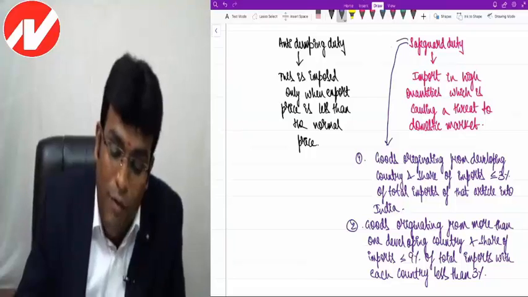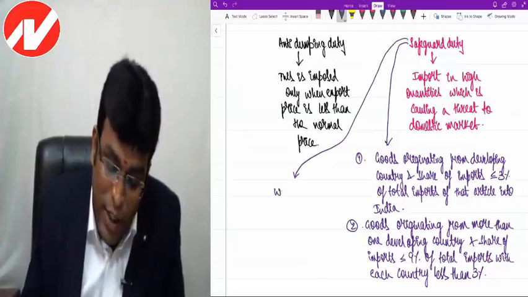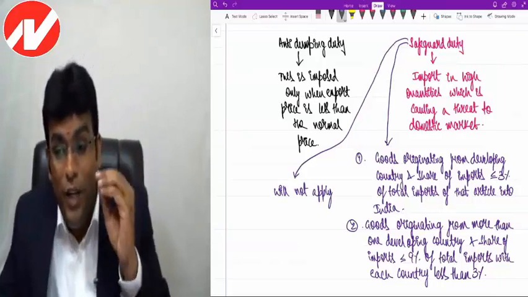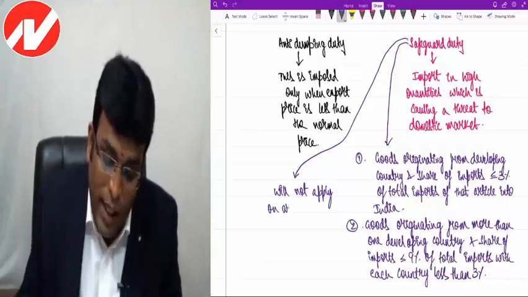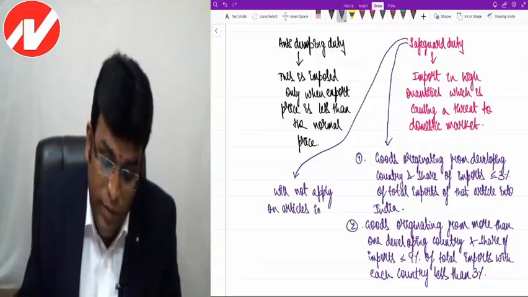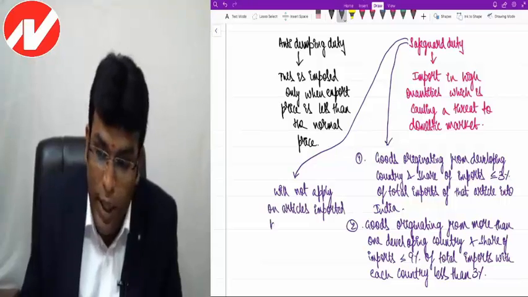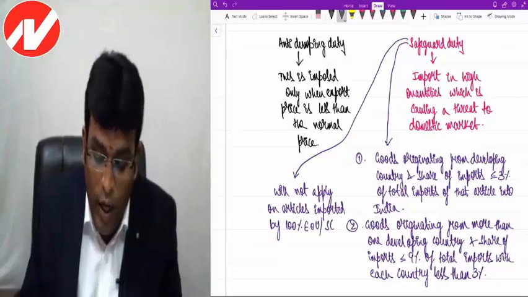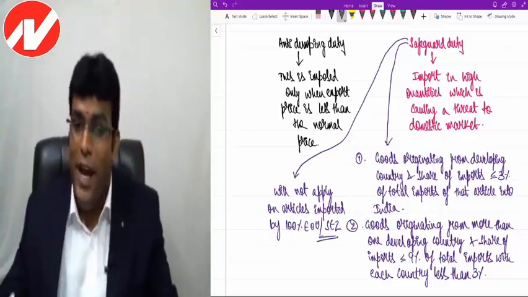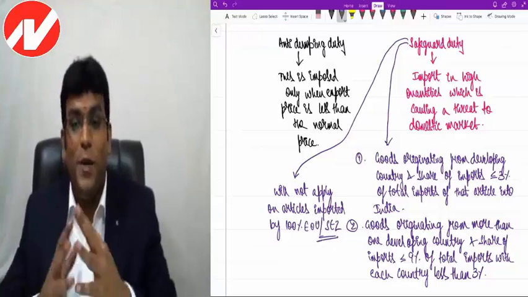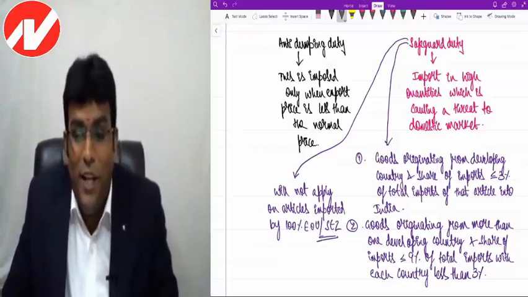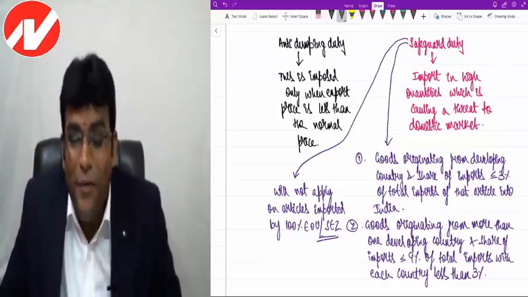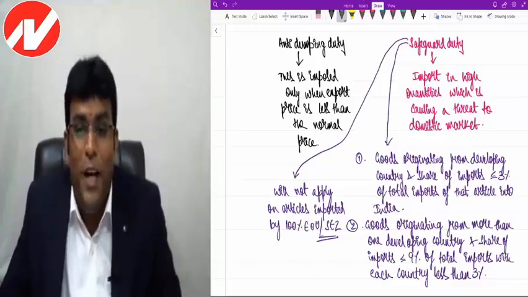And moreover, one more special point is that safeguard duty will not apply on articles imported by a 100% EOU or SEZ. EOU stands for Export Oriented Unit, SEZ stands for Special Economic Zone. So in these cases, my dear friends, there is no question of safeguard duty. Getting clarity, my dear friends? Very, very interesting and wonderful point.